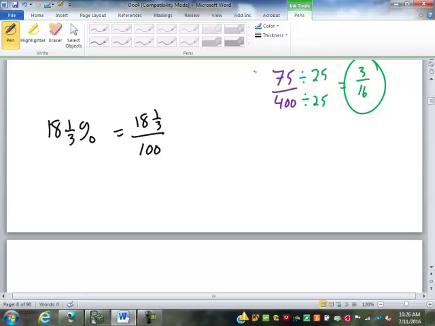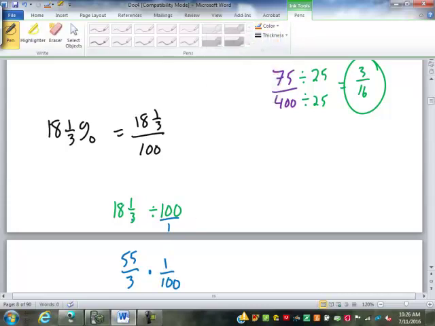We need to get rid of the fraction. There are 2 ways we could approach this. One way would be to just divide. Do 18 1/3 divided by 100. So I would make this 100 over 1. 18 1/3, well, 18 times 3 is 54, plus 1 is 55. That's 55 thirds. Instead of dividing by 100 over 1, we're going to multiply by 1 over 100.